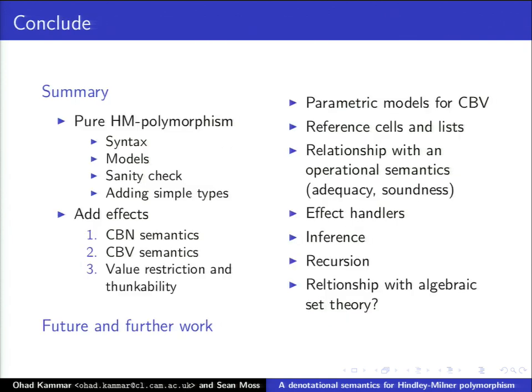Just to summarize, we've seen a calculus, syntax, models, and some kind of sanity check, and we've seen different design choices we can make in order to address the soundness problem, and there's plenty of stuff to do left. As I said, this is work in progress. I'm currently very interested in the parametric models for call-by-value because that's cool. But really to understand the problem, you need to understand reference cells and lists to look at the example from the beginning. I like that example because it's quite simple. You don't need higher-order functions, you just need higher-order state. You just need lists. Once I work that out, I want to look at adequacy, soundness, add effect handlers, inference, recursion, and this is a bit of an open one.